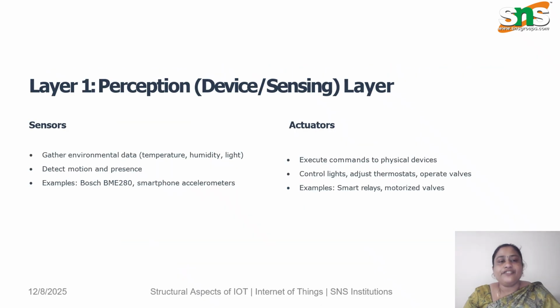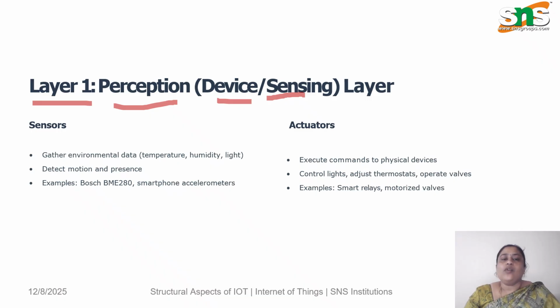Now let's see the first layer, which is the perception layer, or we can also call it the device layer, the sensing layer. This layer is mainly responsible for the physical activity of any IoT devices. In short, you can think of the eyes, the ears, the hands of the IoT system as being done through this layer, that is the perception layer.